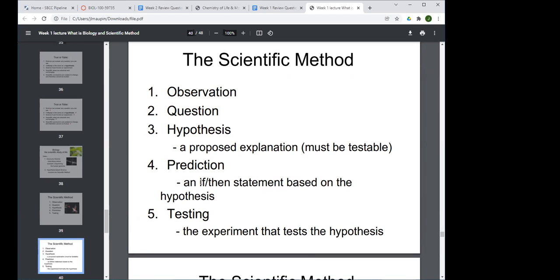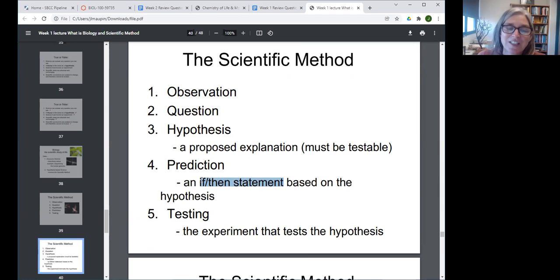And I think that the if-then thing is really key for the prediction. The prediction is going to lead you into your test. It's going to set up how your experiment is run. The prediction here would be, if hummingbirds are attracted to red more than they are to other colors, then if you present them with choices of colors, they will choose red.